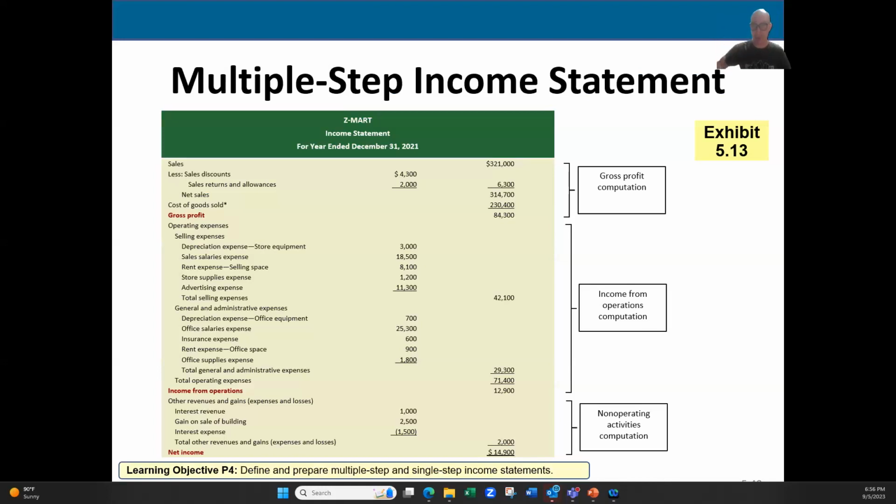But we call this a multi-step income statement because there are multiple steps. It's all broken out. You see, this is the most detailed version of an income statement that you'll ever see.